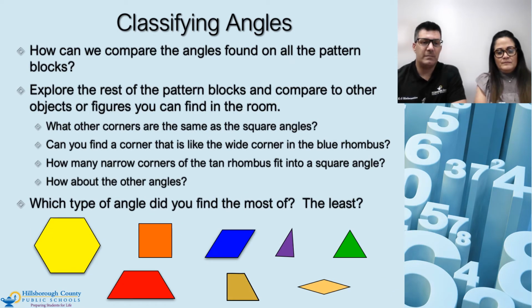Another experience you can provide with your students of looking at these different types of angles is working with pattern blocks. So taking the different pattern blocks, setting them on top of each other, maybe taking the green triangle and looking at the angle, finding if any of the other pattern blocks have the same angle as the green triangle, how many green triangle angles would fit on the angle in the yellow hexagon, things like that.